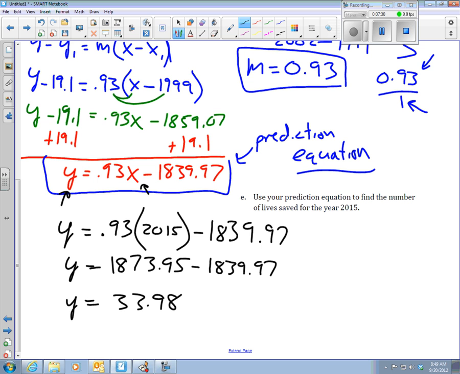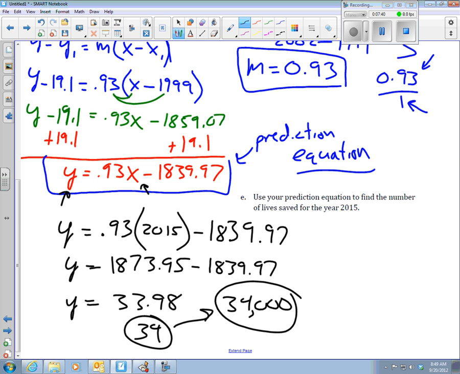Well, I'd round it to 34. 34 what? 34 lives, 34 times 1,000. They're saving 34,000 lives in that year by raising the drinking age. That's a prediction. You could make a prediction for the year 2030 if you wanted to, any prediction you wanted to. So that's what we're using scatterplots for. We're collecting the data, graphing it, coming up with prediction equations, and then using it to make educated predictions.